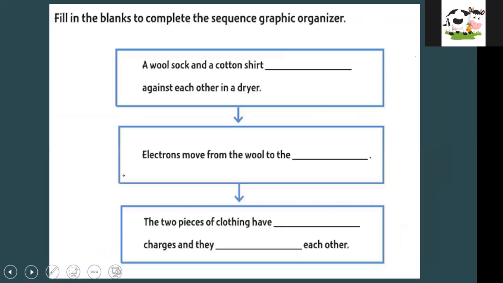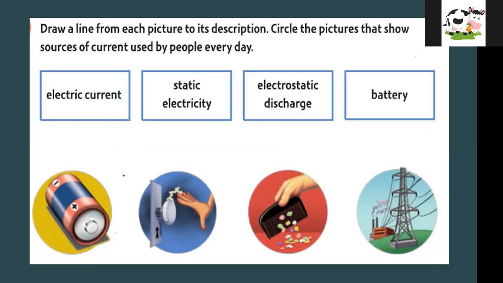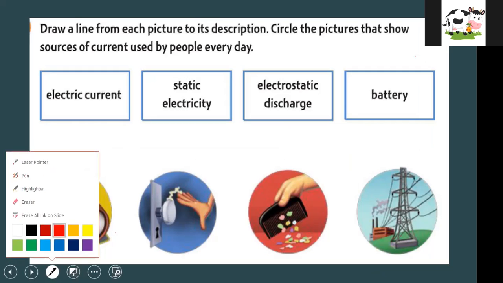Oh, what? What happened there? Oh, it's because it's not annotated.